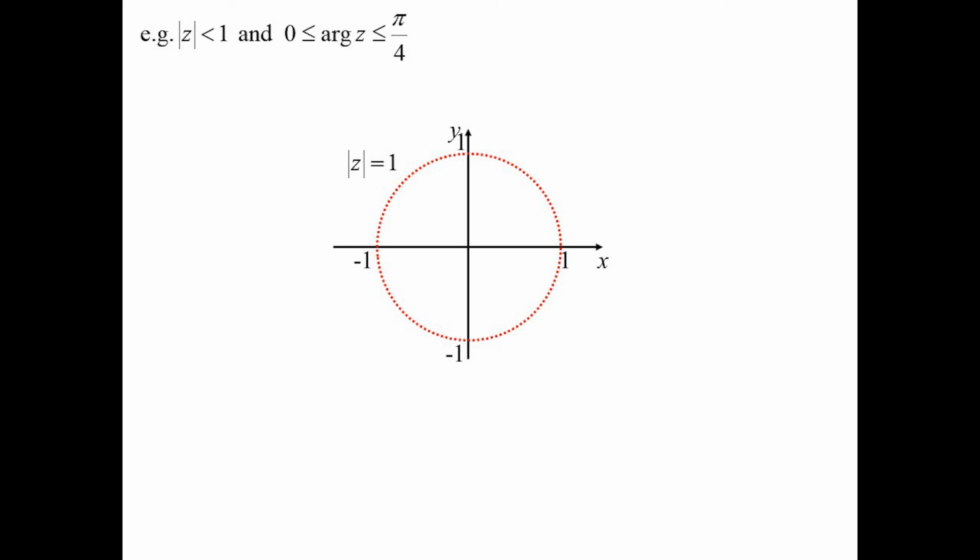But now we only want, it's not completely inside that circle. We only want the ones where the argument is in between 0 and pi on 4. Well, an argument of pi on 4, it would go off at an angle of 45 degrees, pi on 4, and 0 would be the x-axis, so in between those two. So we'd be in that little sector there.